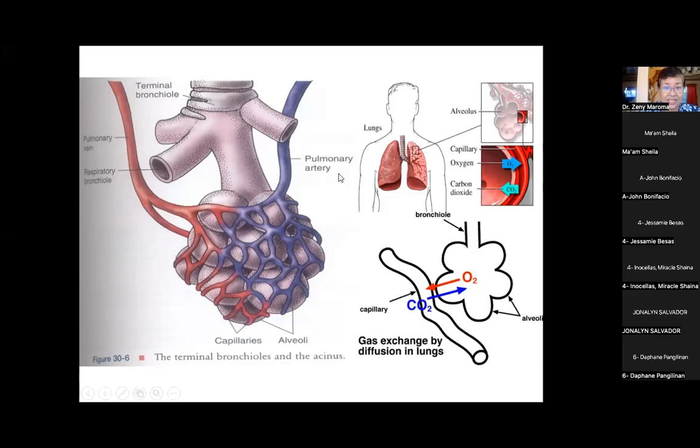Magkakaroon ba ng gas exchange? Wala. So therefore, an area of the lung without gas exchange is called dead space unit. Nabanggit ko na rin sa inyo yun last time, no? That is called dead space unit. Meaning, dead space, an area of the lung without gas exchange. Okay? And then, the third, mismatch.